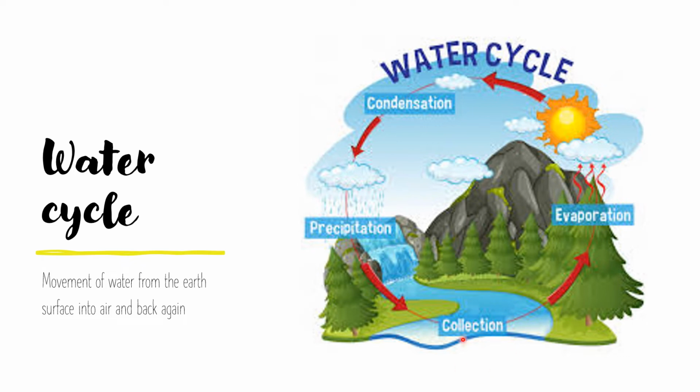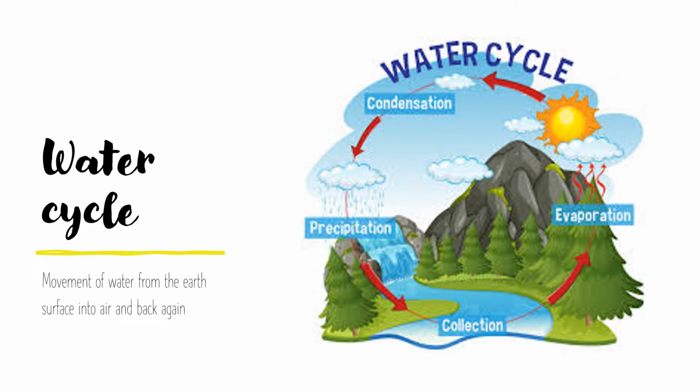So in collection and storage, what happened? The water that fell in the form of rain will form streams, lakes, or go back to the ocean. Now read the definition again. Movement of water from the earth's surface into the air, like evaporation, and then back again in the form of streams, lakes, and rivers. This is called the water cycle.